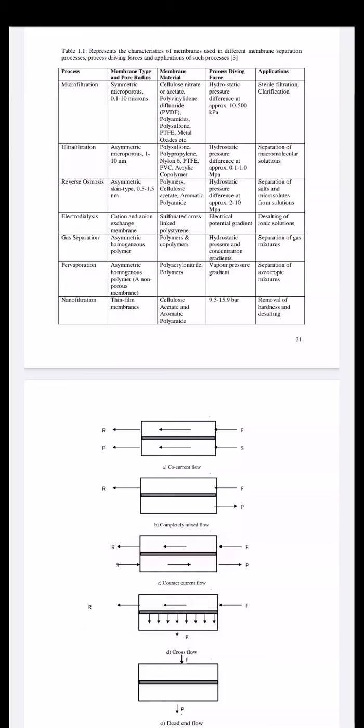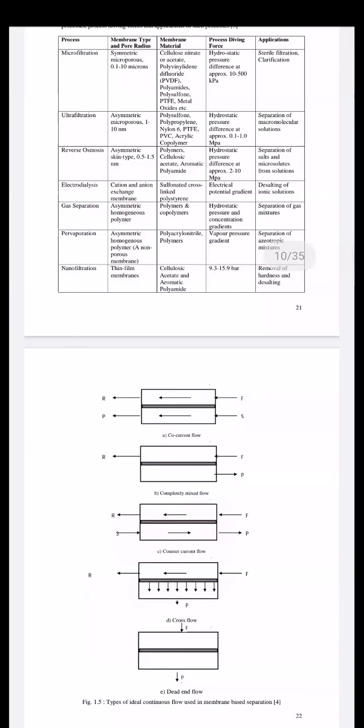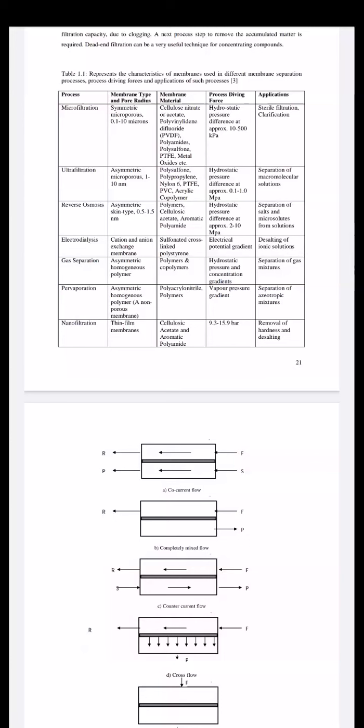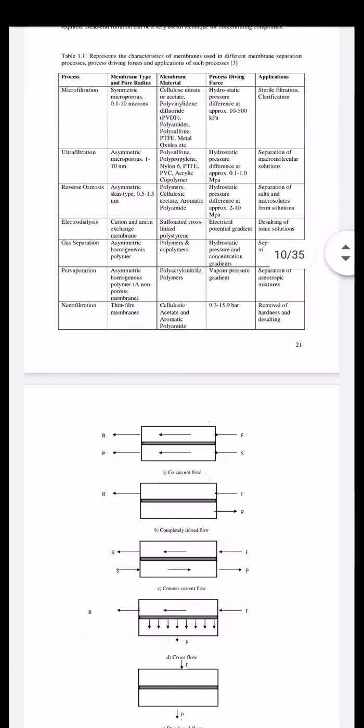Sometimes PAN, that is polyacrylonitrile, is also used for the ultrafiltration process. Now let's move towards the process driving force. Again, the hydrostatic pressure is used as a driving force, but here the pressure applied is 0.1 to 1 megapascal, and the end use or application is separation of macromolecular solutions.